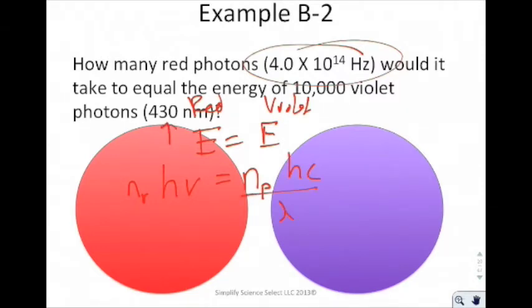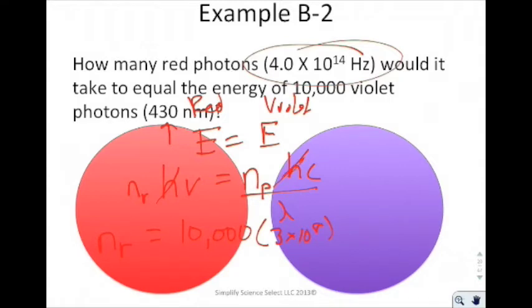Now, one of the things you can look at is there are some ways that you can simplify this before you actually get involved. You can cancel out Planck's constant because it's on both sides. So at this point, you would have the number of red photons is equal to 10,000, and then you would have your c.